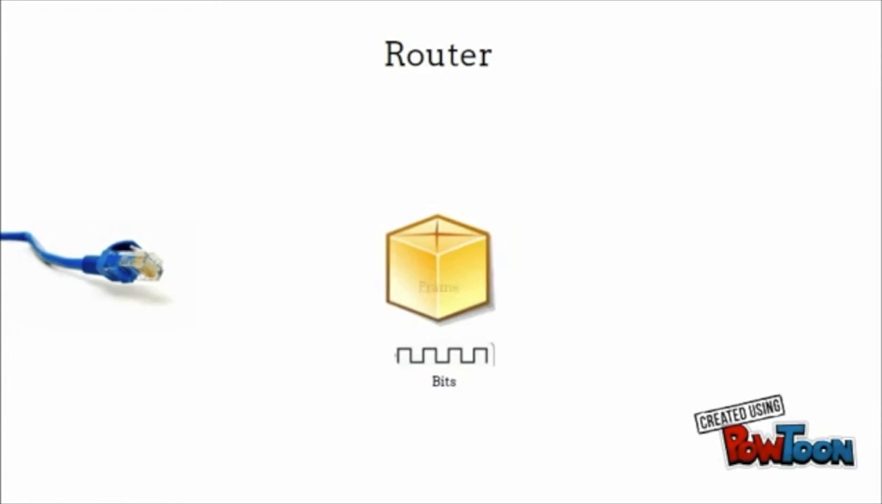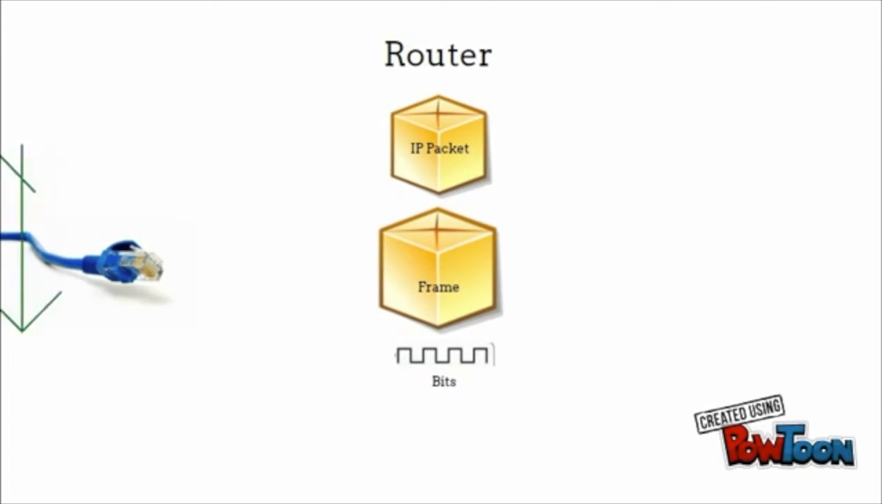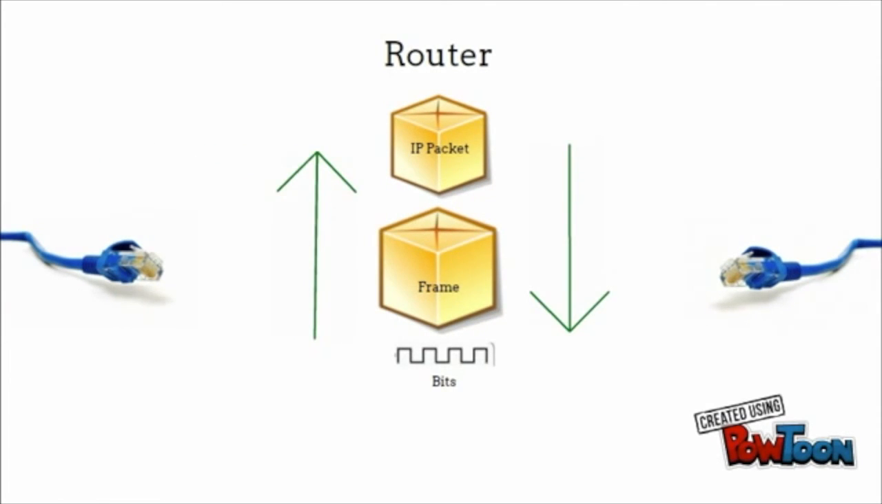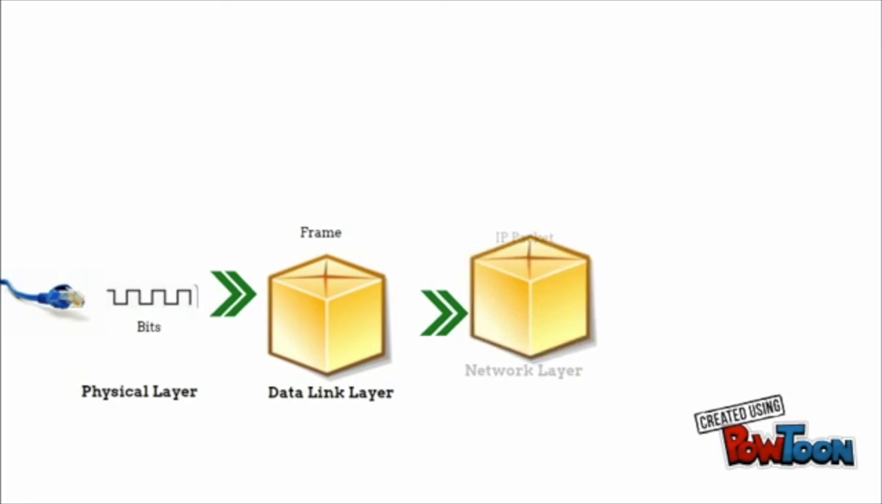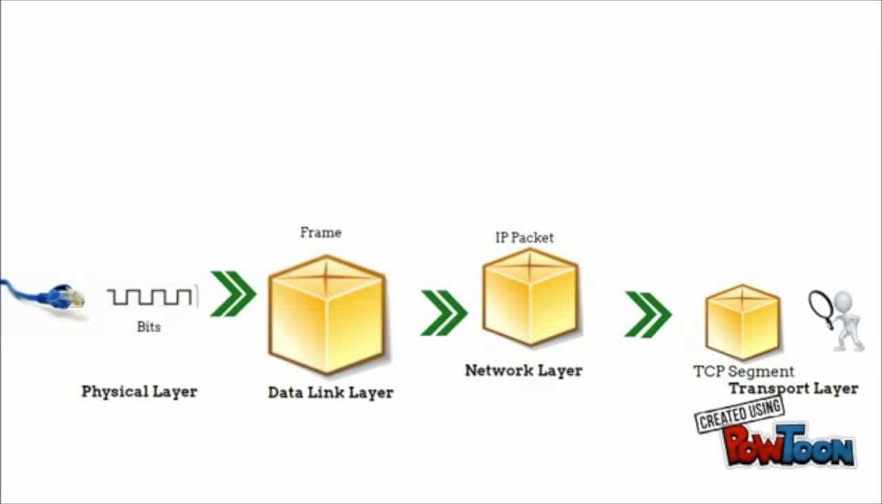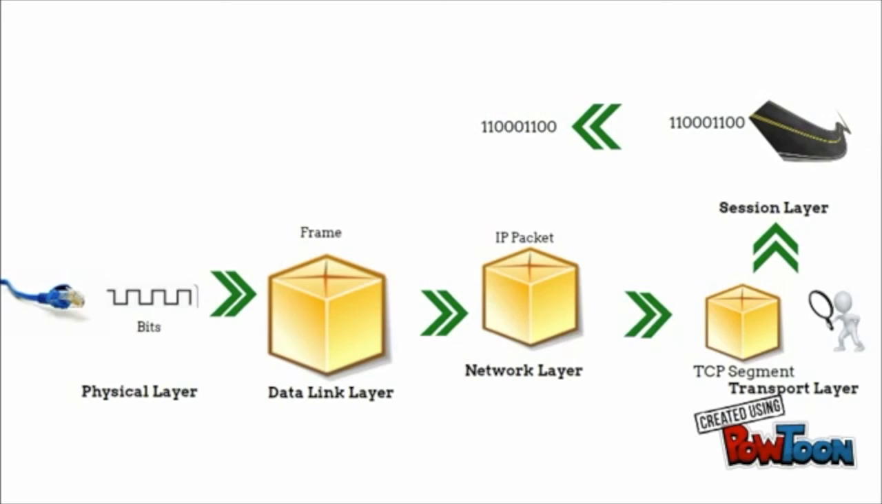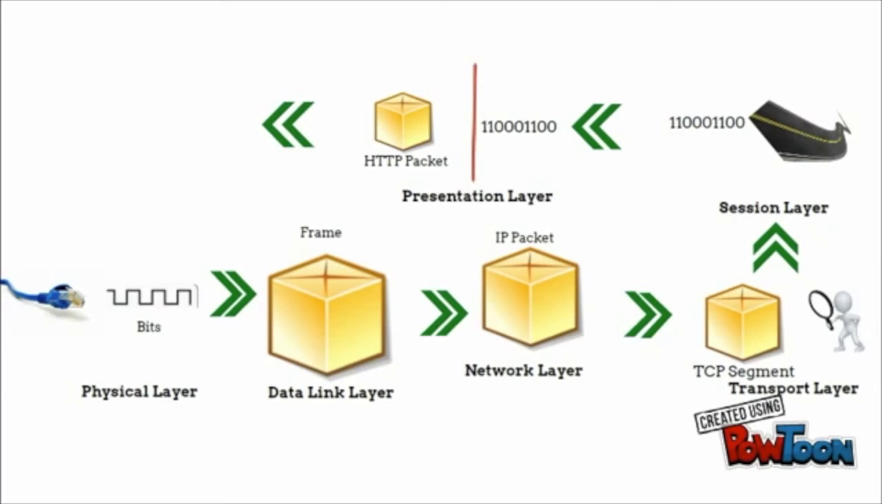The router then converts the bits into a frame and then an IP packet and finds the shortest route to the destination. Once it reaches the destination through the cable, the bits are converted into a frame in the second layer and then into a packet in a segment. In the session layer, it is converted into a packet again, which then goes through the presentation layer to be converted into a format that can be read by your professor in the application layer.